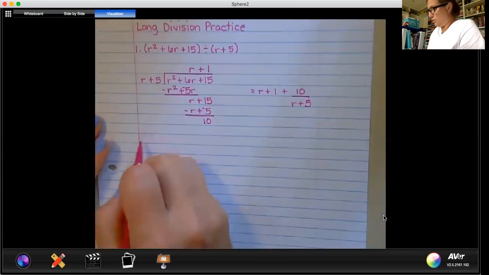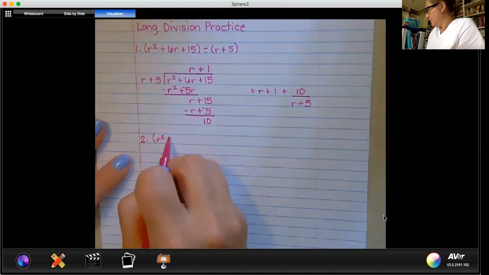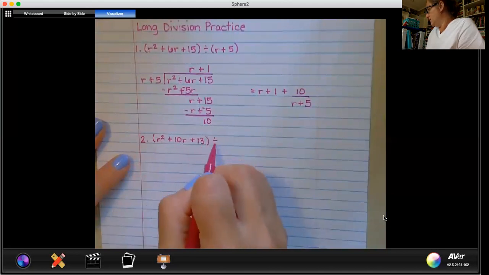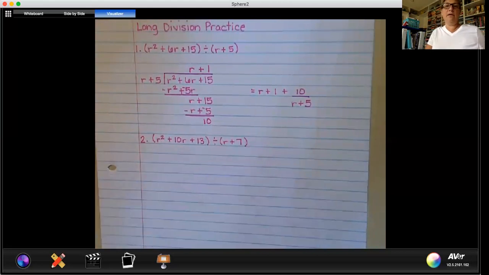Now I want you guys to try one. This is R squared plus 10R plus 13 divided by R plus 7. So I'm going to pause the video. I want you guys to take just a second, and I want you to try this problem, and we'll come back and check and see what you did. All right, guys, let's take a look and see how you did.